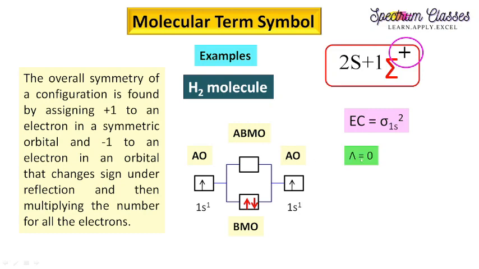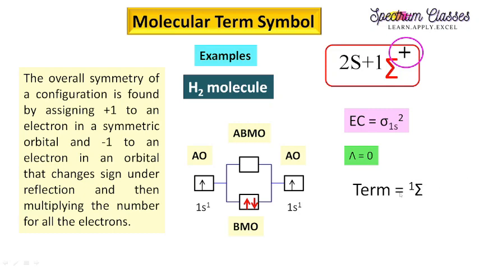Now designating lambda. Lambda for this is 0 because the last electron went to the sigma orbital. This lambda is 0 because both electrons are in the sigma molecular orbital, for which the orbital angular momentum value is 0. And if this is 0, then the term will be sigma.